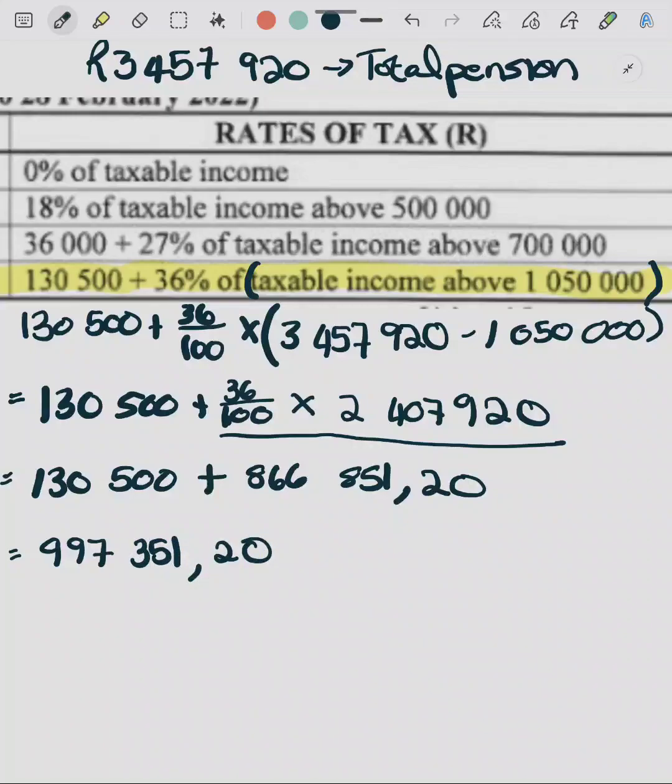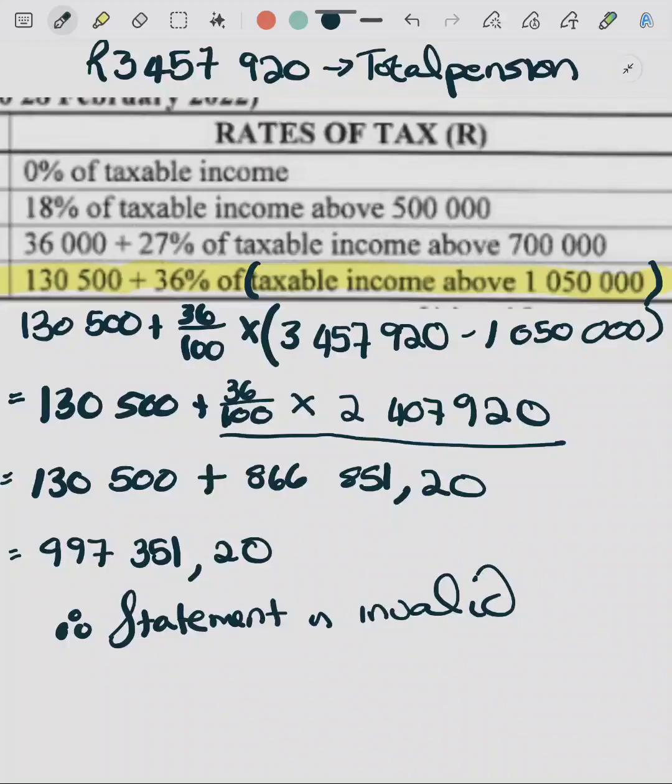And then when you add that together, you get 997,351.20. And if you recall, her statement was that she would pay more than $1 million. This is less than $1 million, clearly. So we just need to add there at the bottom that therefore the statement is invalid. And it's important that whenever you see verify in a question, that's your clue to go, I must have that conclusion statement as well. Okay.